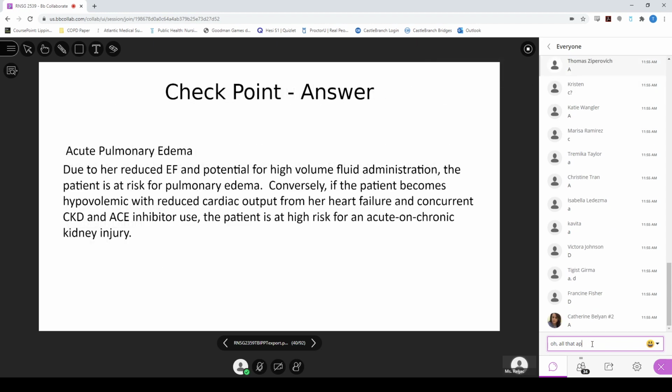Okay. Her reduced ejection fraction, and the potential for the high volume of fluid administration that's going to happen, makes her at risk for that pulmonary edema. That reduced ejection fraction is going to mean she's not going to handle that increased volume. She's going to reduce the cardiac output and be at risk for heart failure. Her chronic kidney disease can also cause her to not be able to handle the fluid and not be able to eliminate it fast enough. Okay.